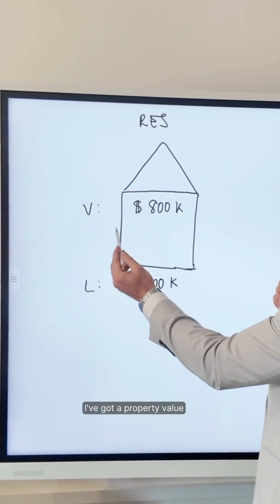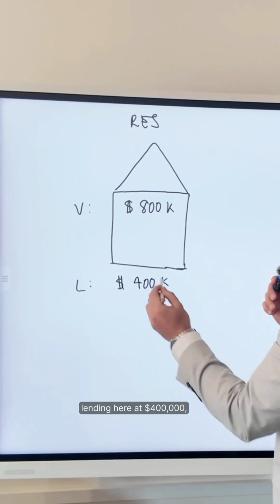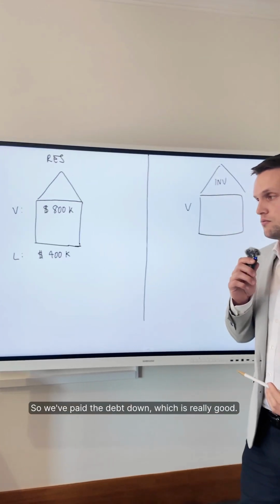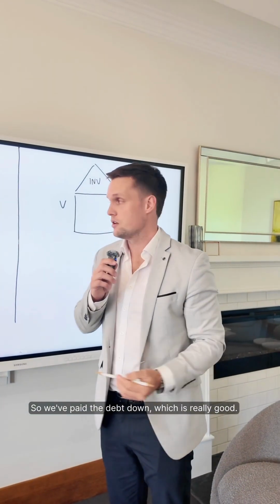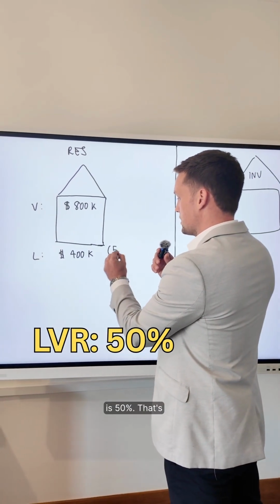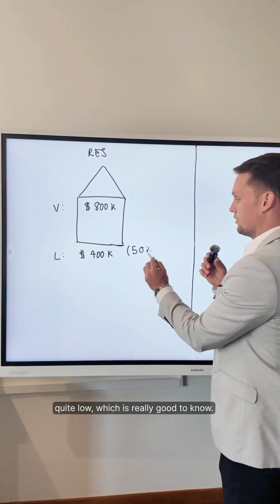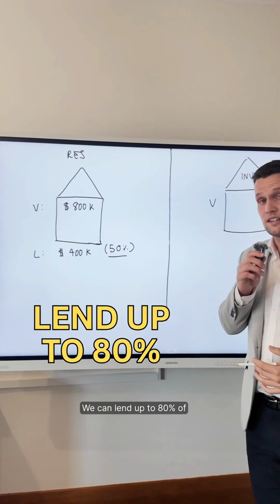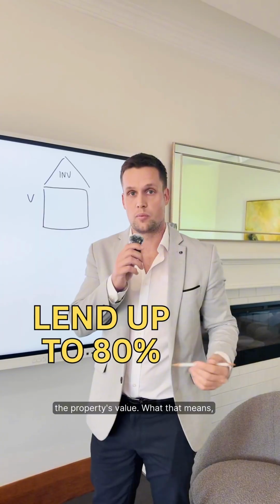We've got a property value of 800,000, lending here at 400,000. So we've paid the debt down, which is really good. Your LVR, or your loan to value ratio, here is 50%. That's quite low, which is really good to know. We can lend up to 80% of the property's value.